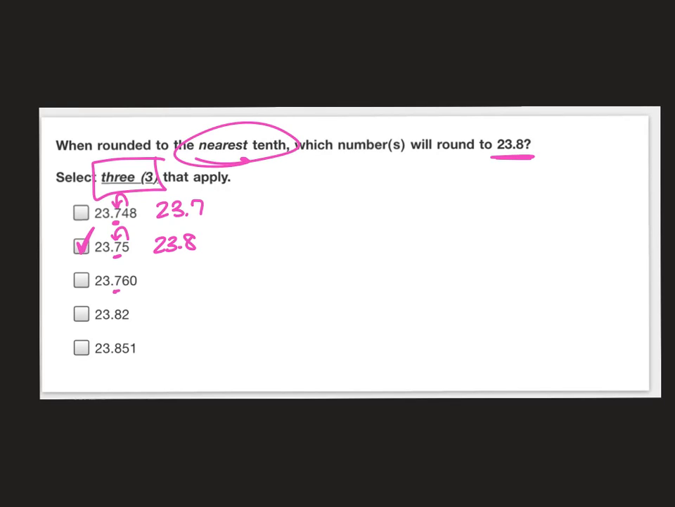The next one, I'm looking at the 7 again. The 6 tells it to round up, so it is also 23.8. All right, so it is one of your answers. The next one, I'm looking at the tenths place. The 2 tells the 8 to stay the same, so it's also 23.8. So it is also one of your answers. If you look at the last one, that 8 is going to round up, because the 5 is going to tell it to. So it would actually be 23.9. So those 3 answers in the middle are your correct answers.